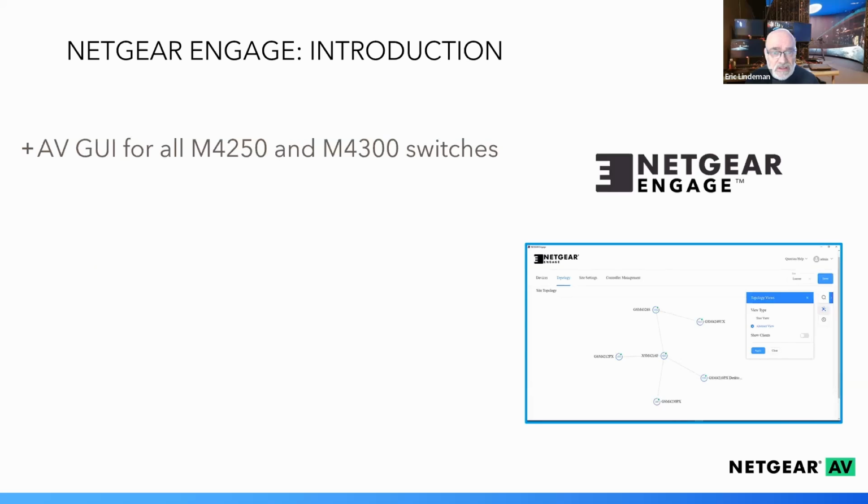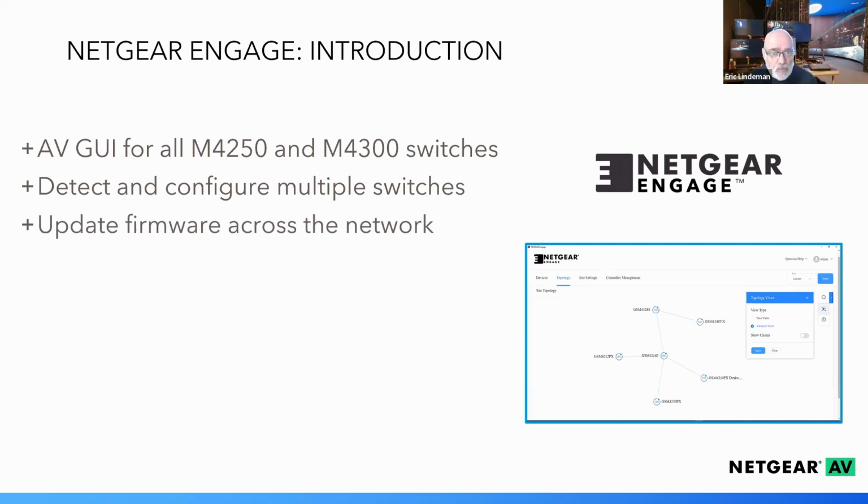So far so good. It's an AV GUI for all M4350, M4300 and M4350 switches, the newer switches. They are all involved into NETGEAR Engage, so very easy to configure and install. You can detect, of course, the switches when you start up Engage. There's a detection going on over your network, and all the AV line switches will show up one by one, and you can embed them into your organization or the profile you want to use with those switches.